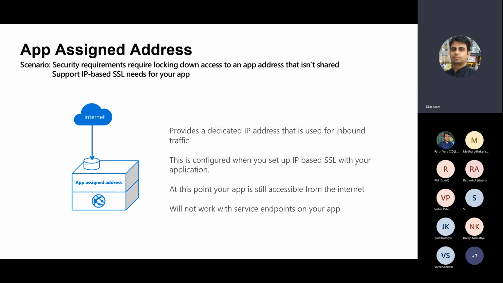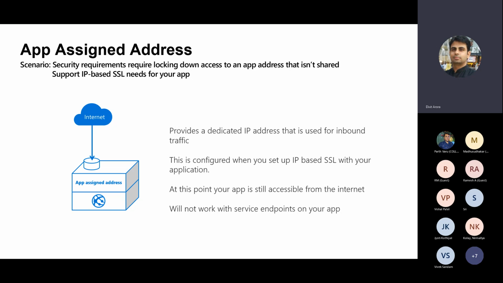Moving on. The first is the app assigned address. As we discussed in the previous slide, if you want to restrict the incoming traffic coming to your app, one of the networking features you can utilize from the app services is the app assigned address. Most of you are probably working in Azure, and specifically with Azure App Services, and when you create an app service, you will not get a dedicated IP for that particular app service.